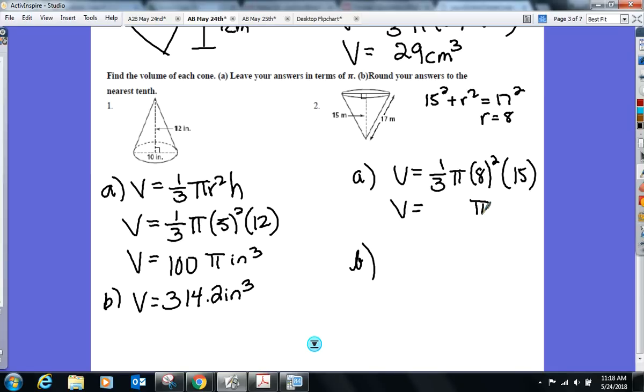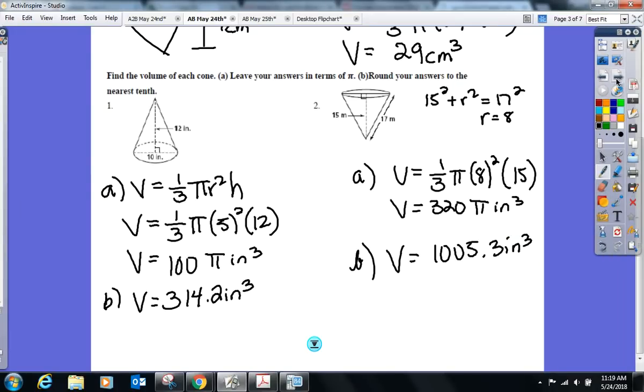What are we looking at? 320 pi cubic inches. And then when you converted it to the nearest tenth, I'll take care of this, 1005.3 cubic inches. All right. Questions?